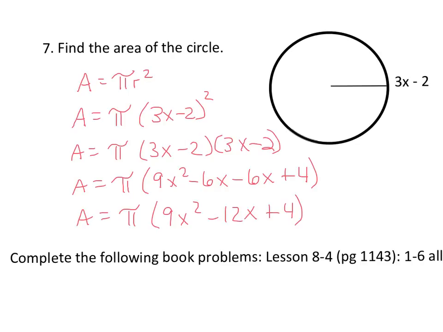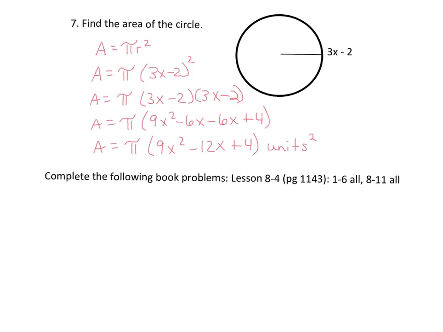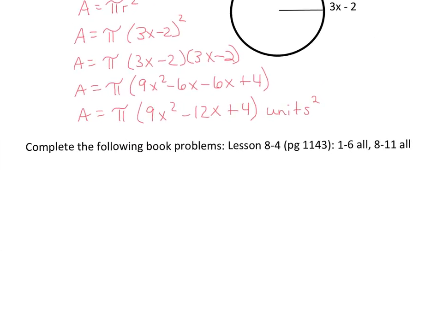Now, again, leave the pi there. Don't do anything with it. I can't simplify anymore here. Okay? So the last thing I'm going to do is label it units squared since it's area. Okay? All right, so now you are going to complete the following in your book.